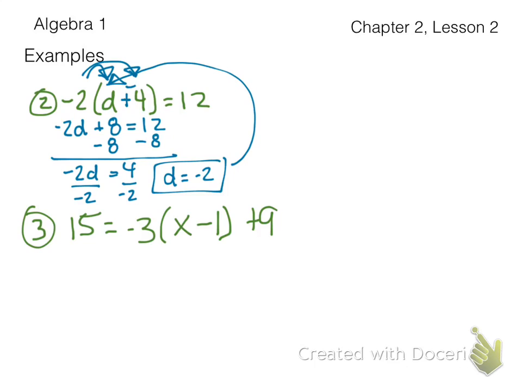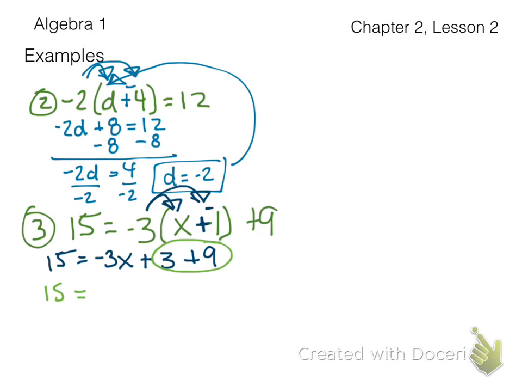All right, next problem. We need to add the opposite first. Now we can distribute the negative 3. We're going to end up with 15 equals negative 3x, because negative 3 times x is negative 3x, plus negative 3 times negative 1 is positive 3, plus 9. After distribution, the first thing I need to do is combine like terms. 3 plus 9 is 12. So 15 equals negative 3x plus 12.